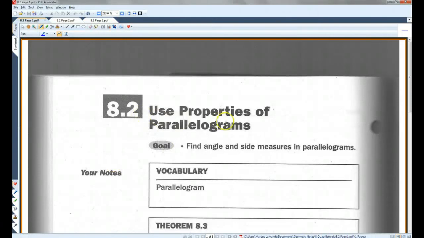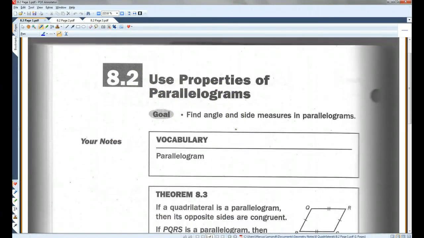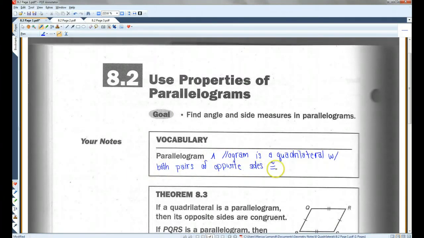All right, 8.2, use properties of parallelograms. Some of you guys might already know what a parallelogram is. A parallelogram is a quadrilateral with both pairs of opposite sides congruent. It looks something kind of like this, if you can imagine that these sides were actually parallel.